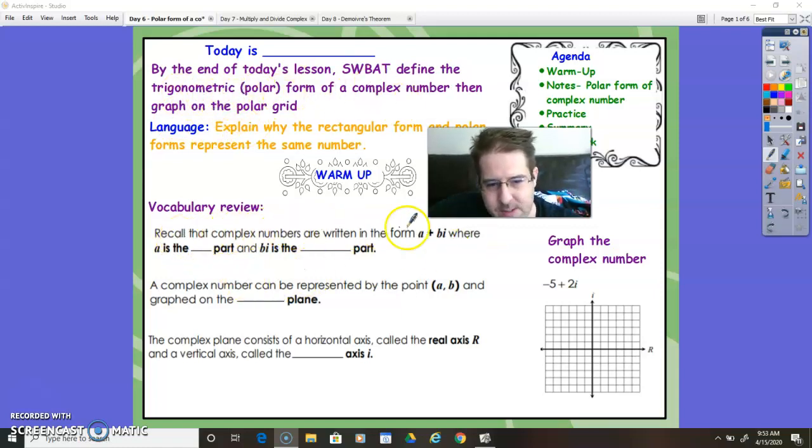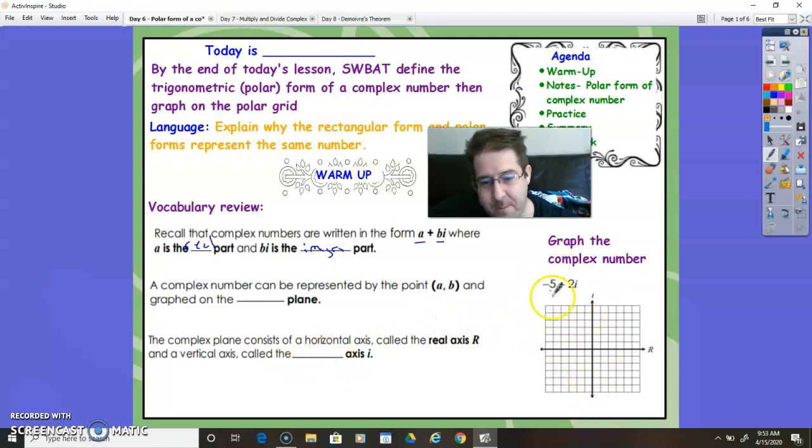Recall that complex numbers, if you remember back in Algebra 2, are made up of a combination of a real part and an imaginary part. A complex number can be represented by the point (a, b), that's rectangular form, and graphed on a coordinate plane, just like you see right over here. The complex plane consists of a horizontal axis, which is called the real axis, so that's R, and the vertical axis, which is I, for the imaginary axis.